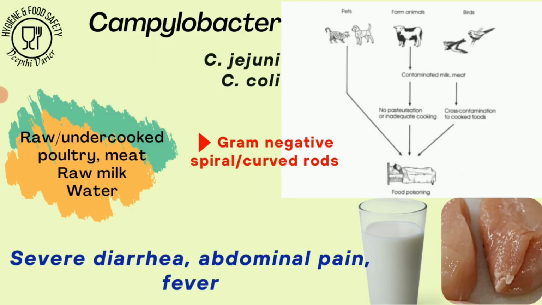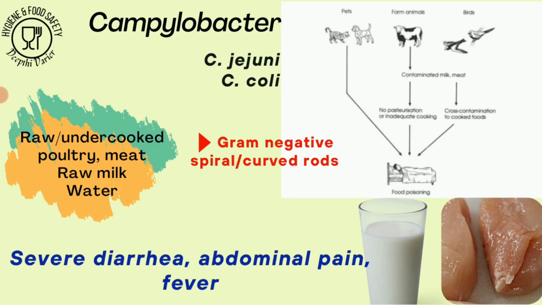The second bacterium that we have, or bacterial disease, is the one caused by Campylobacter. Campylobacter causes a disease called Campylobacteriosis. This disease was identified long back based on the symptoms, and it was actually called cholera infantum or summer complaint.